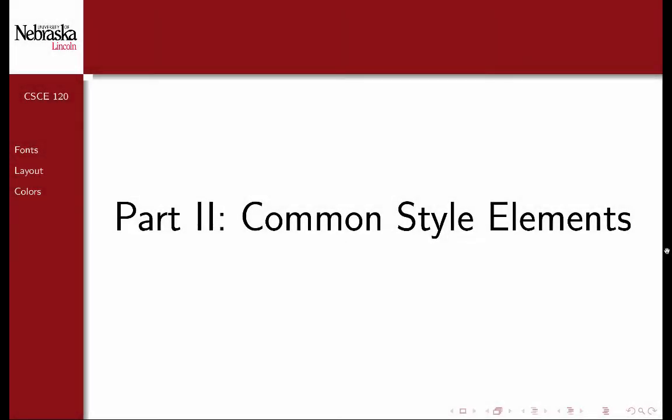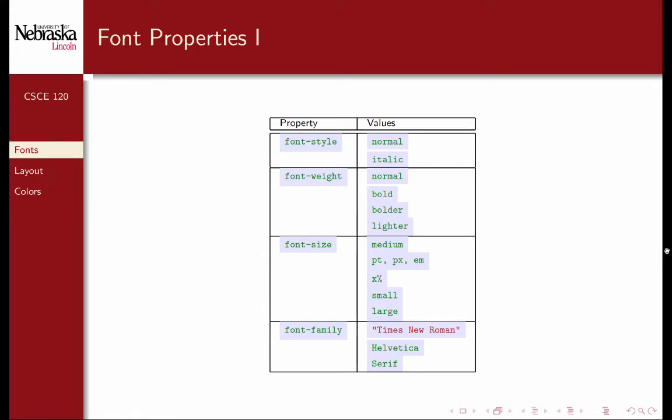Welcome back to Part 2, Common Style Elements. Here we'll examine common style elements including fonts, layouts, and colors. To control font properties, you can use the following 4 CSS properties that control the style of the font, the weight, the size, and the family.